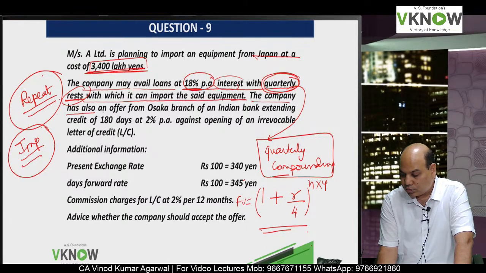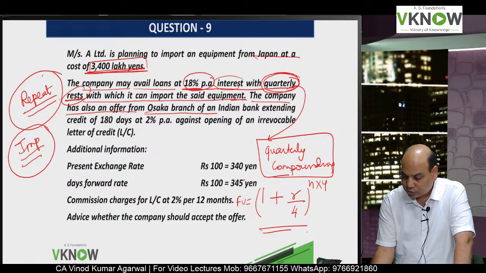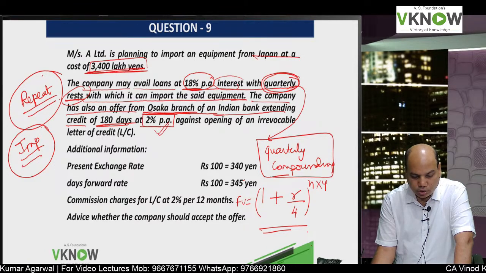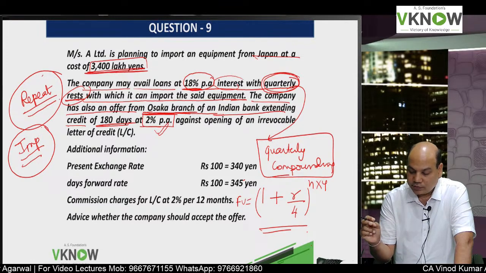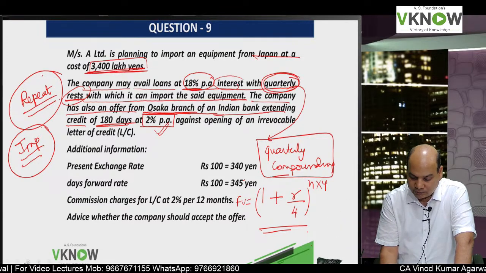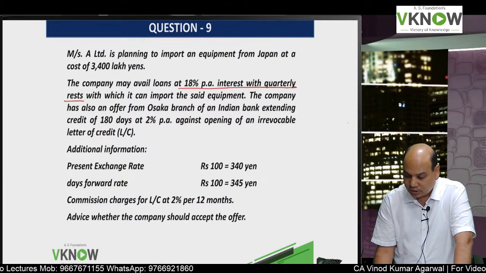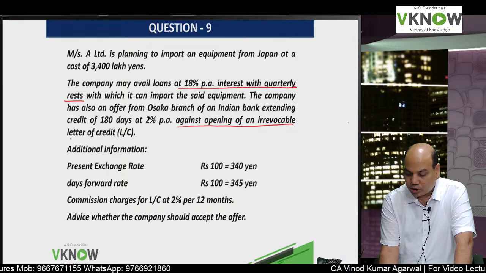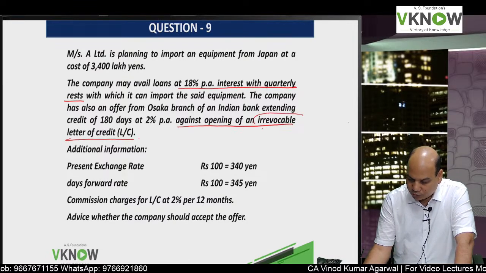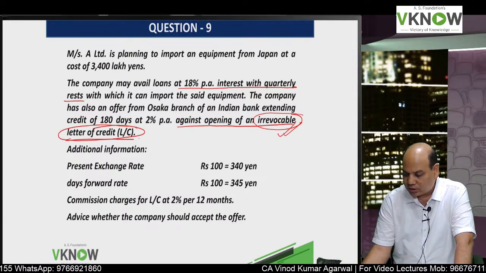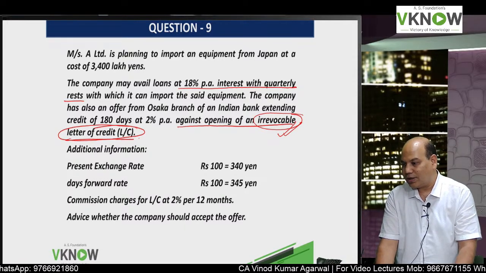The company has also an offer from Osaka branch, Osaka is in Japan, of an Indian bank extending credit of 180 days at 2% per annum. So there is a big advantage of borrowing from Japan. The interest rate is 2% per annum, whereas in India the interest rate is 18% per annum compounded quarterly, against opening an irrevocable letter of credit. Irrevocable letter of credit means it cannot be cancelled. Anyway, it will not affect your answer.